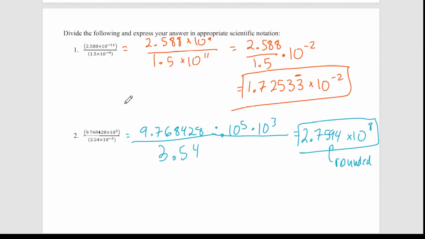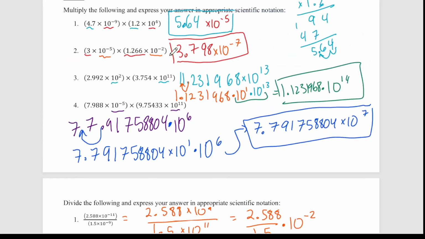So in short, when you're doing the multiplication and division, you want to treat your coefficients separately than your tens. For your tens, you want to treat that with normal exponent rules on how multiplication and division by the same base works. And then at the end, you'll want to reconvert them back to scientific notation.